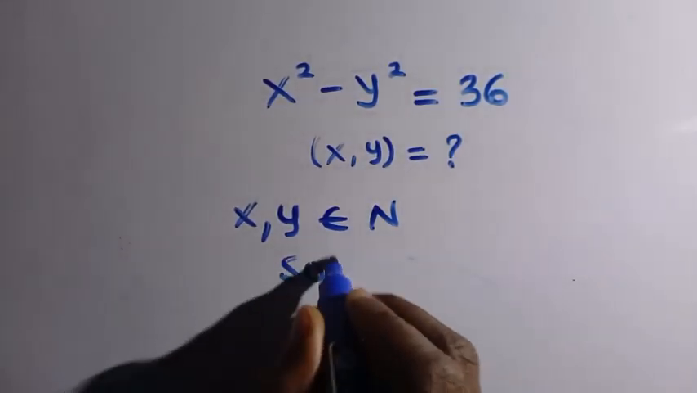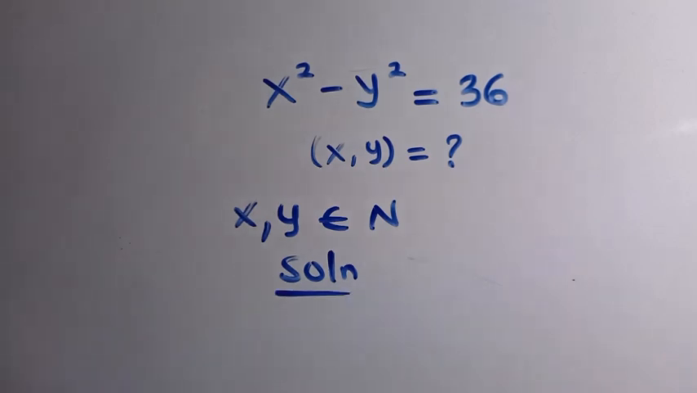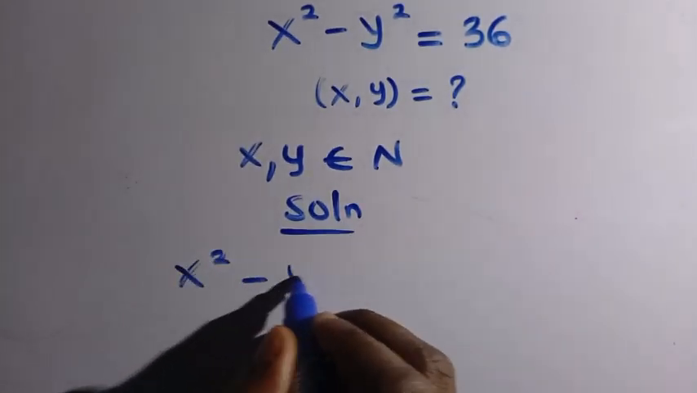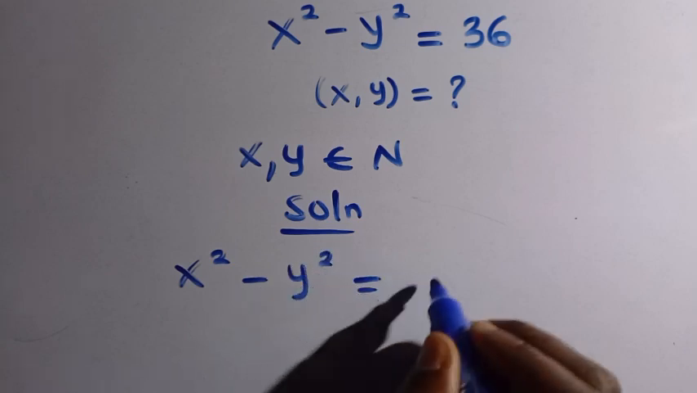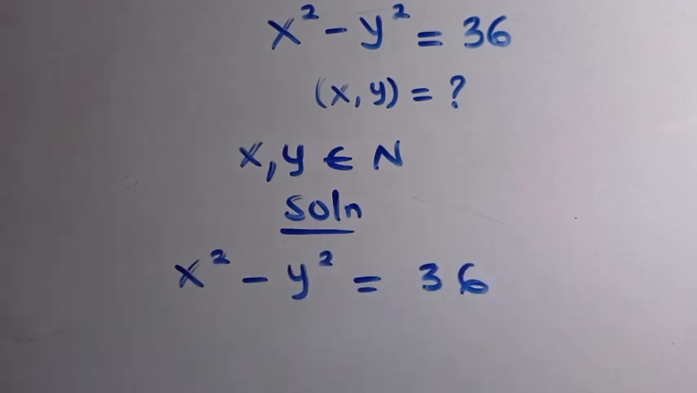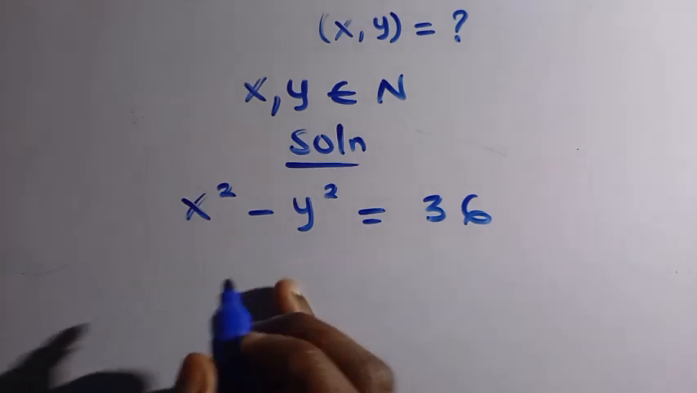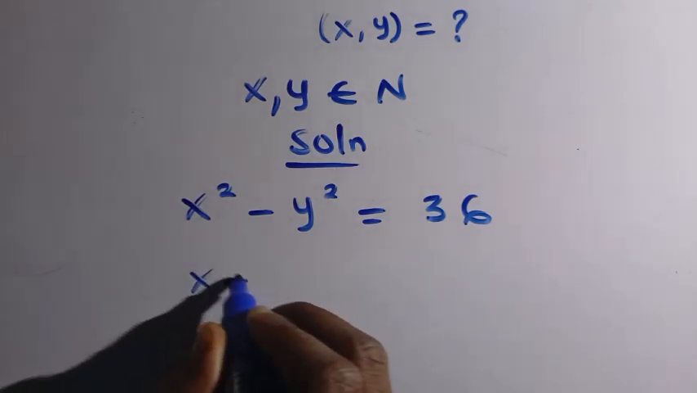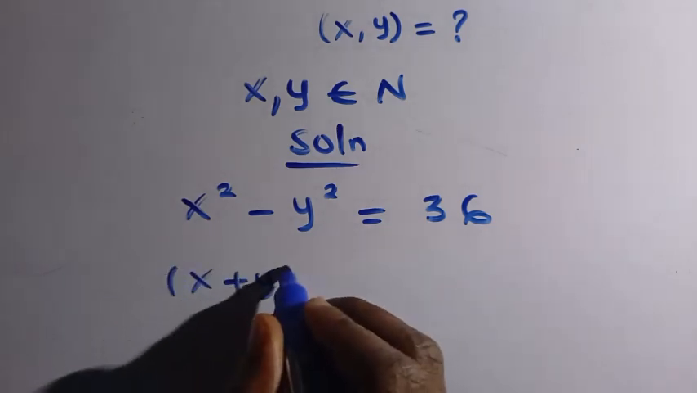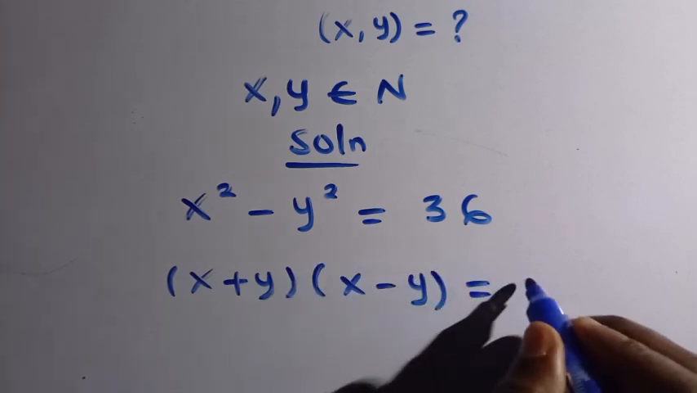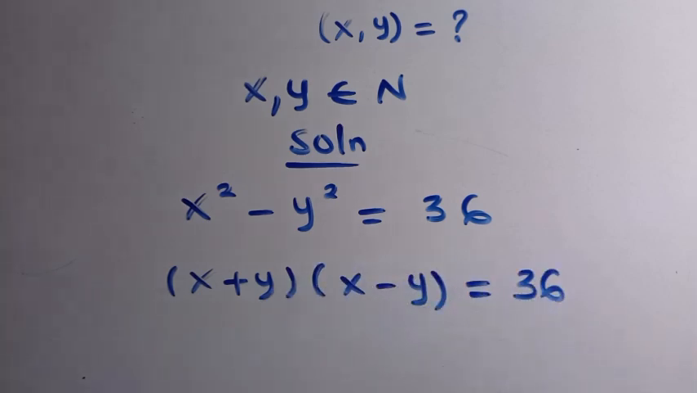So let's consider the solution from here. From the given question, we have x squared minus y squared equals 36. This is a difference of two squares. So for every x squared minus y squared, we can write it as x plus y, multiplied by x minus y, equals 36.